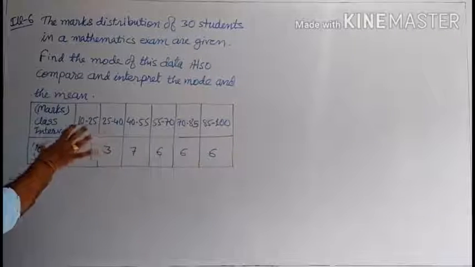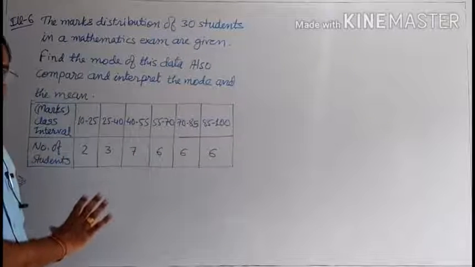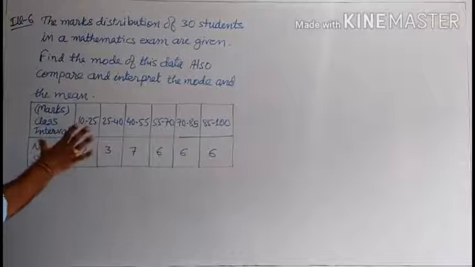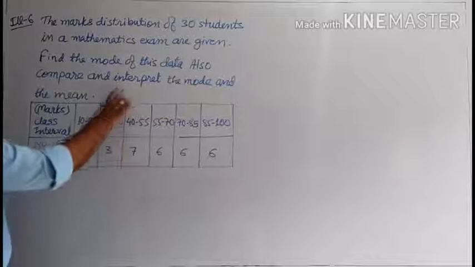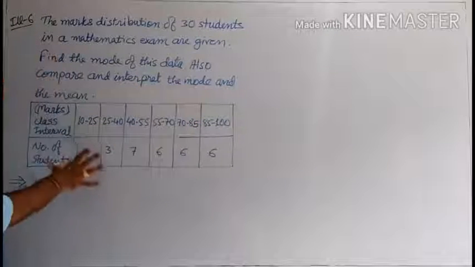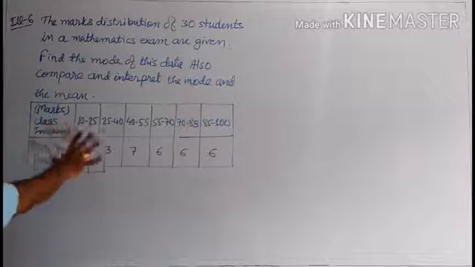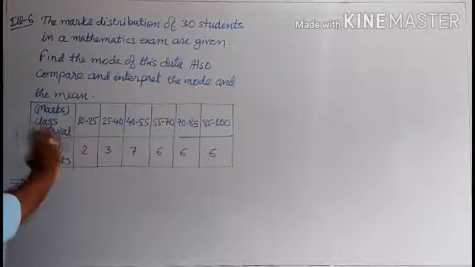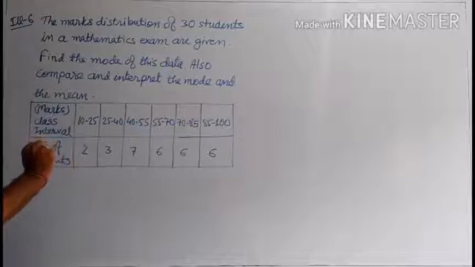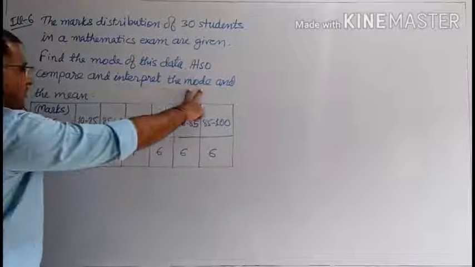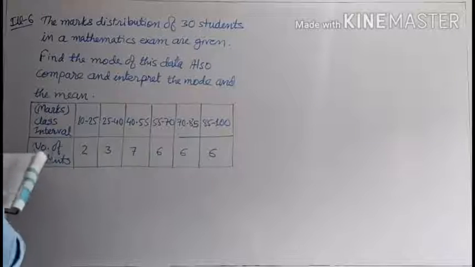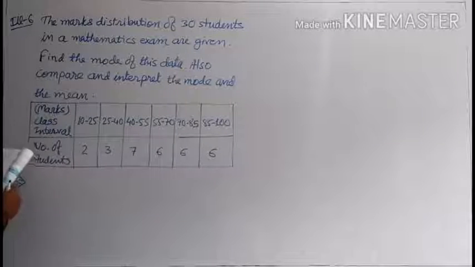So we have to find the mode of this data. What is the mode marks? And after finding the mode, we have to compare and interpret the mode of this data and also the mean. The mean of this same data we already calculated, and that was 62 in illustration 1. So we will interpret and compare the mode and mean of the same data. So let us start the solution for mode first of all.